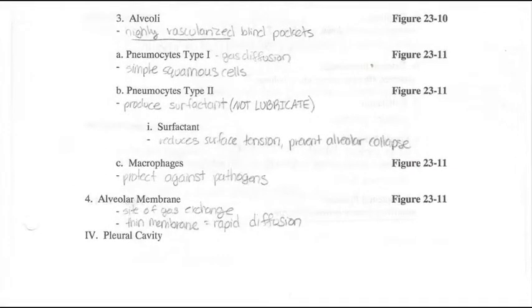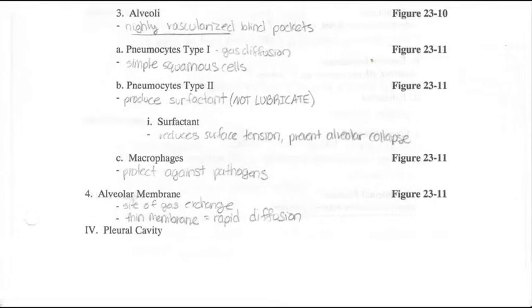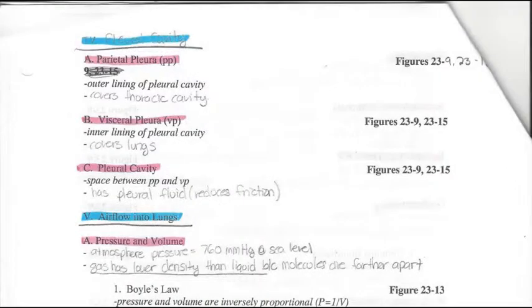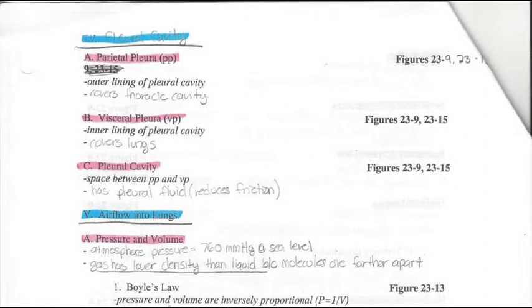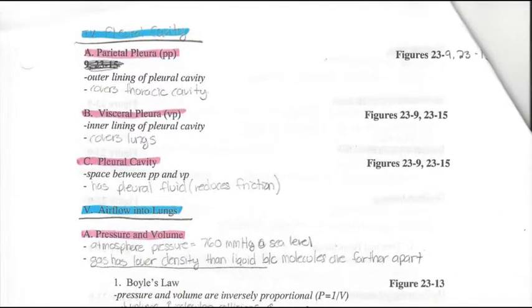4. Alveolar membrane. This is the site of gas exchange. It is a thin membrane which allows for rapid diffusion. Page 4. Pleural cavity. A. The parietal pleura. This is the outer lining of the pleural cavity. It covers the thoracic cavity.